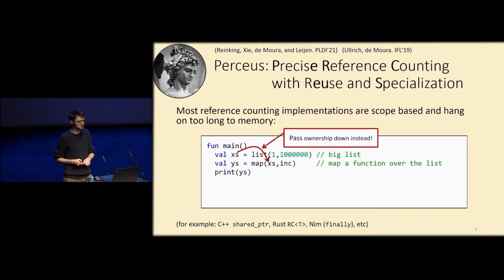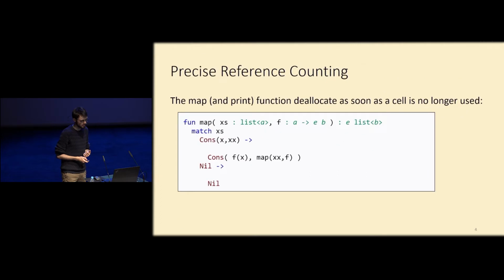Perseus passes ownership into the map function and into the print function. And this means that now xs can be deleted while ys is being constructed, which halves the memory usage in this example. So how does this work in the map function?